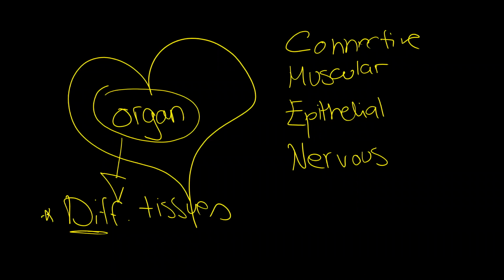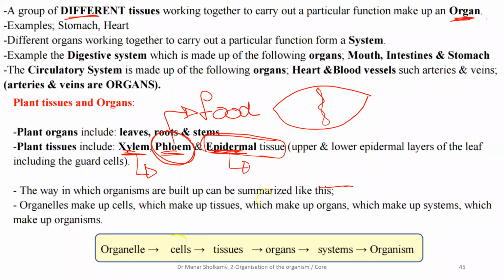So going back to the levels of organization, the smallest living unit in your body is the cell. Similar cells make what? Tissues. Different tissues make organs. Many different organs together, let's say we're talking about the digestive system, your stomach and small intestine and large intestine. They are different organs working together to make the digestive system. And then different systems will make the whole organism.